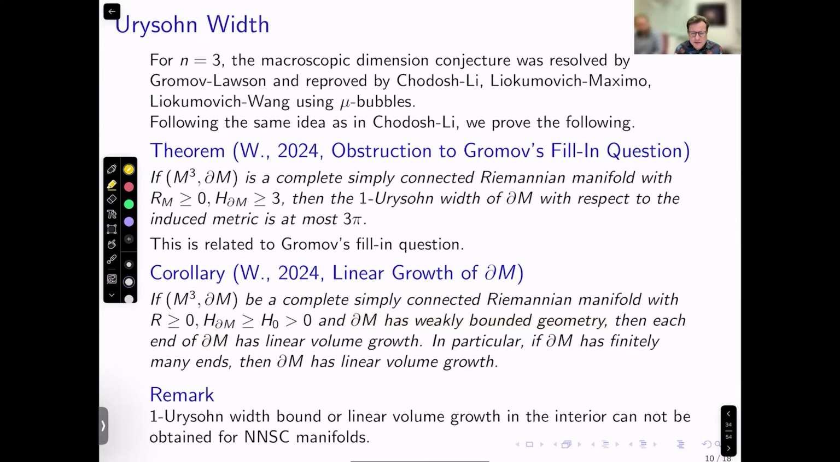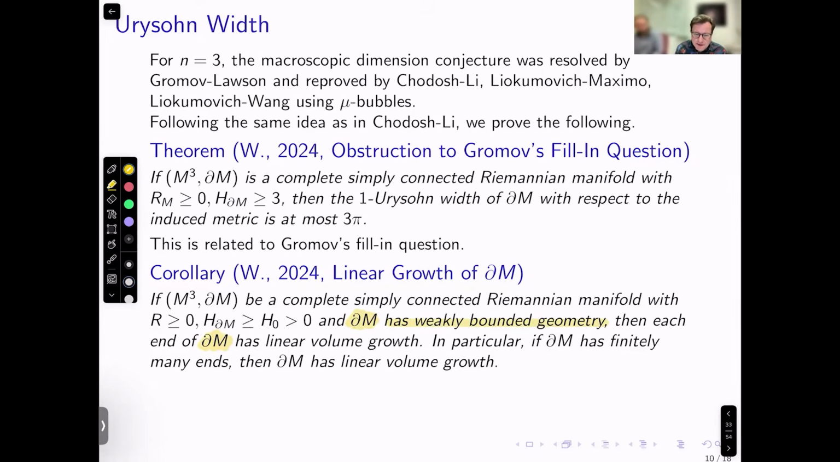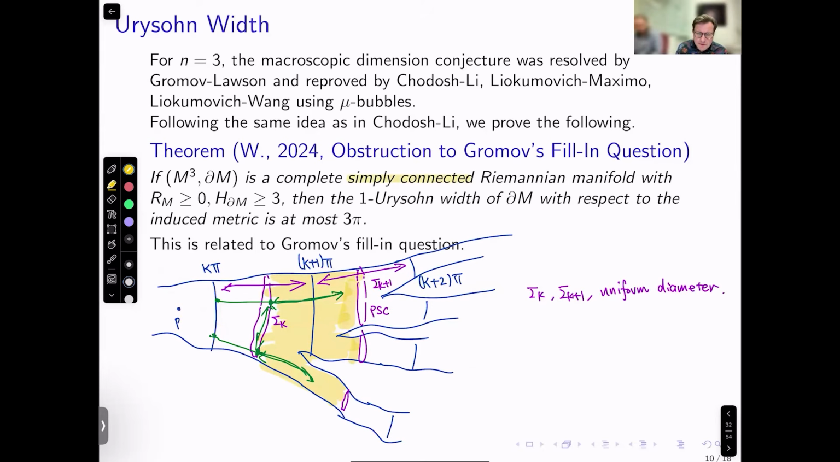Yujie, can you please say again which map you are using on the previous slide to estimate the Urysohn width? You mean like a graph? Yeah, you have the boundary on the left and the right, and then, okay, so what is the map? I'm a little confused.